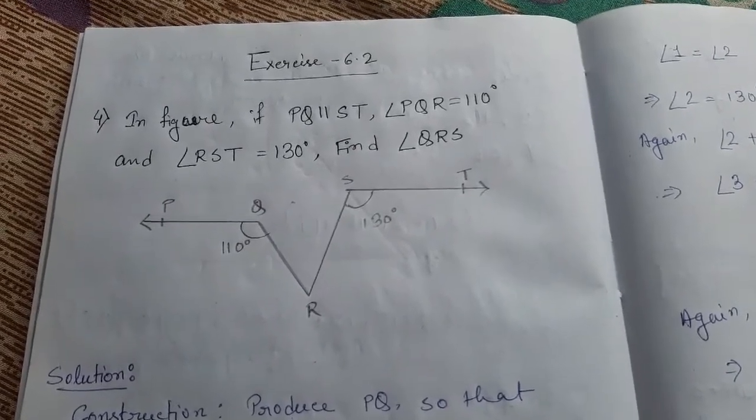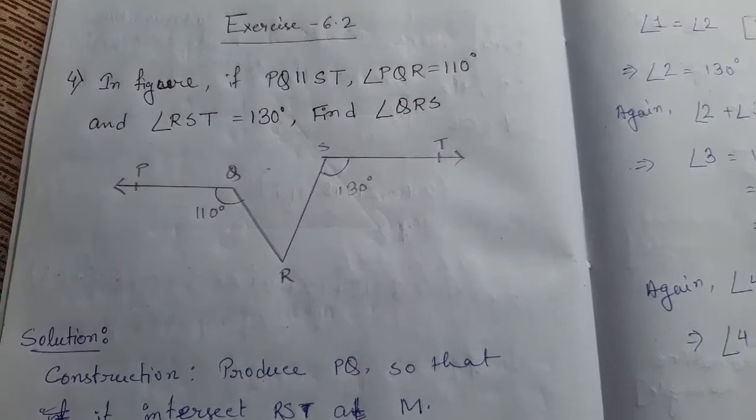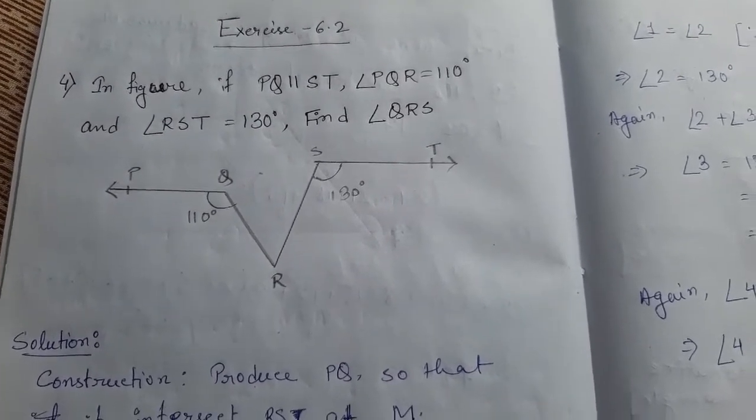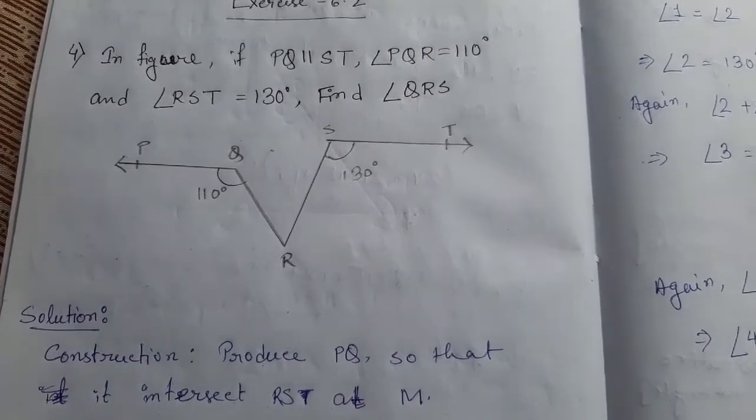Good morning students. Today we will discuss the solution of question number 4, 5, 6 of exercise 6.2 of lines and angles. First of all, question number 4.